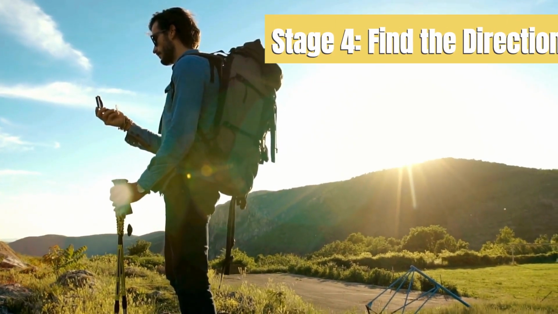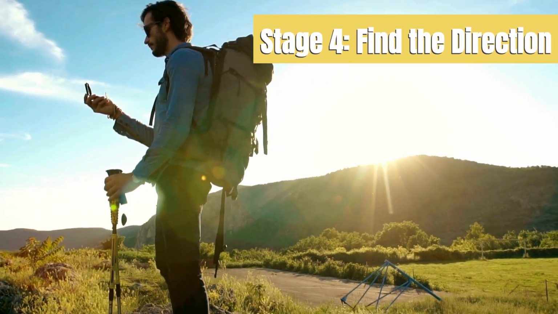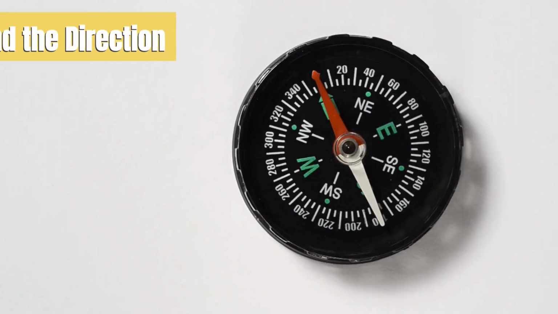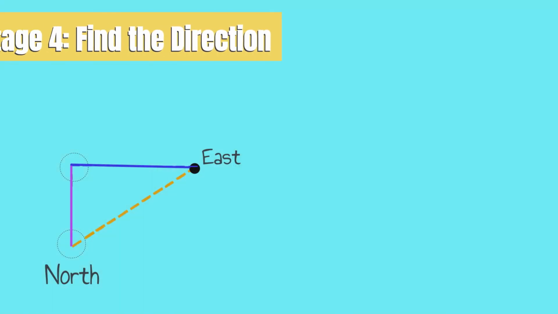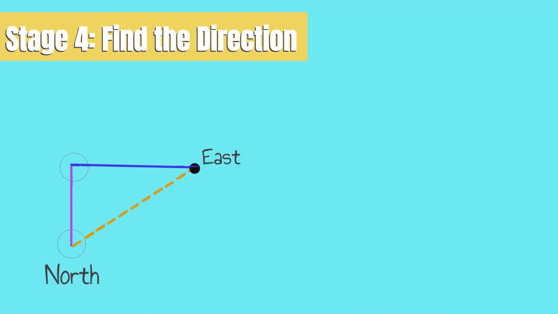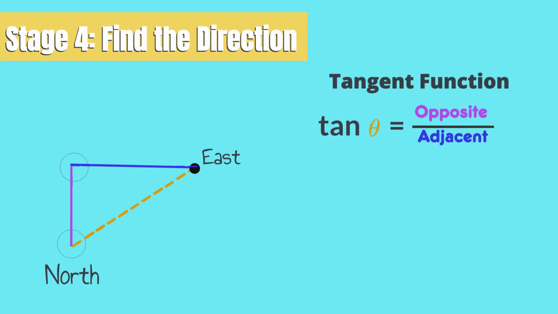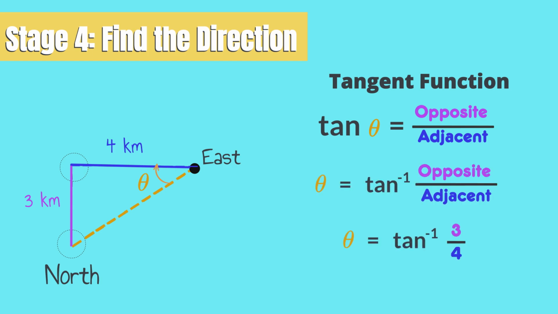Step 4. Find the direction. Displacement is a vector, so we need to calculate the direction as well. Direction tells us which way the displacement is pointing, relative to a reference direction like north, south, east, or west. Here's where trigonometry comes in. To find the direction, we use the tangent function. The tangent of the angle equals the opposite side divided by the adjacent side. In our case, the opposite side is your northward walk, 3 kilometers. The adjacent side is your eastward walk, 4 kilometers. Now calculate the angle. Theta equals the inverse tangent of 3 divided by 4.